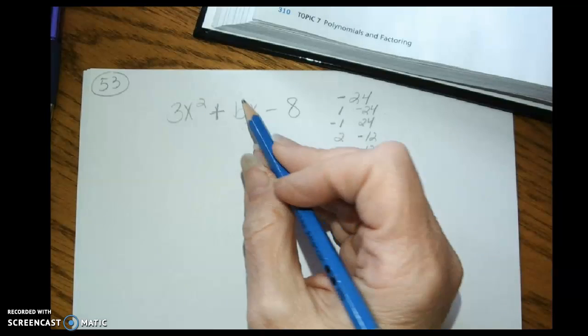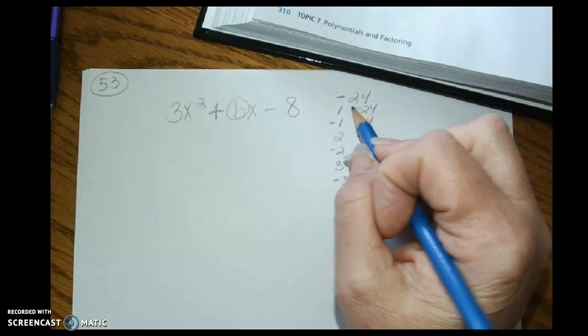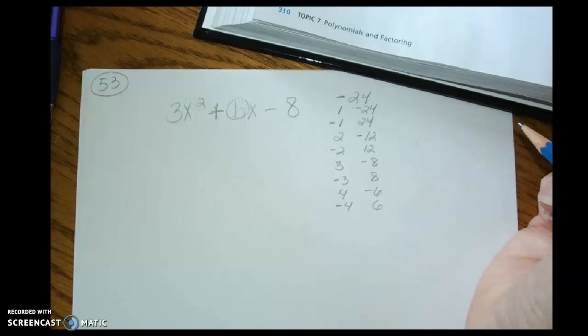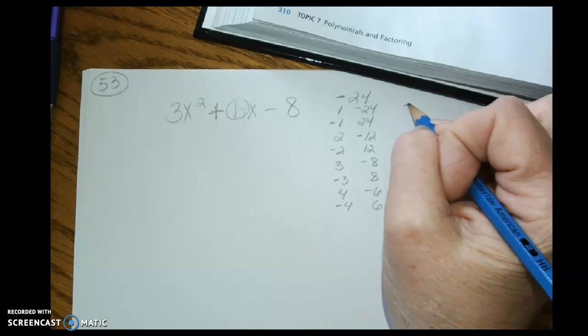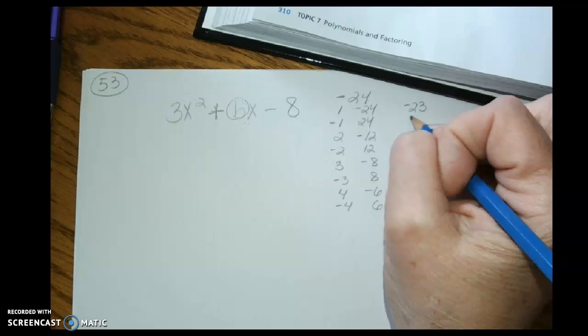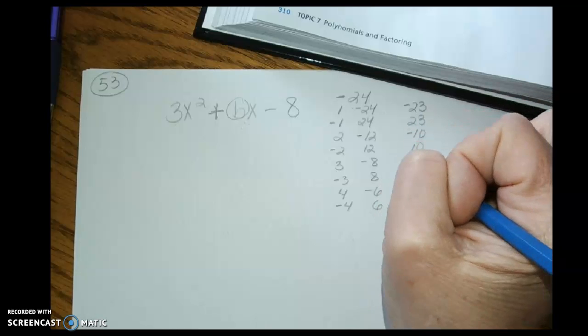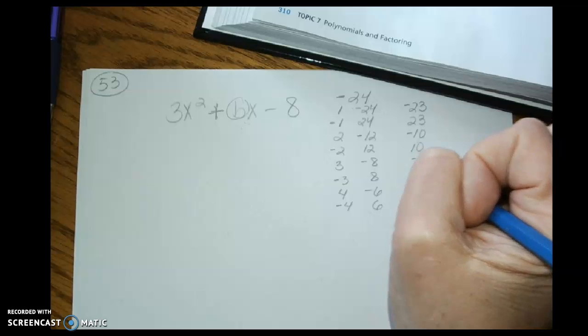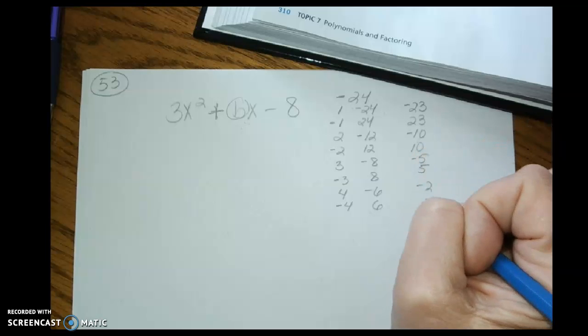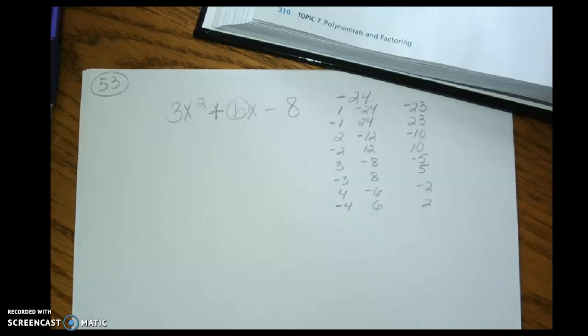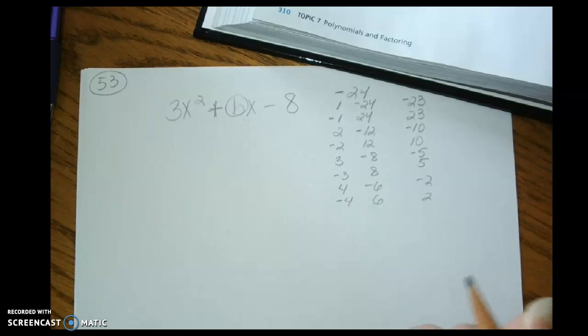So all of the choices that B could be would be when I add all of these together. And those would be all the choices. So B could be negative 23, 23, negative 10, and 10, and negative 5, and 5, and negative 2, and 2. Okay? Those are all of the choices for B. And that's all it's asking you. So it really wasn't that difficult of a problem.